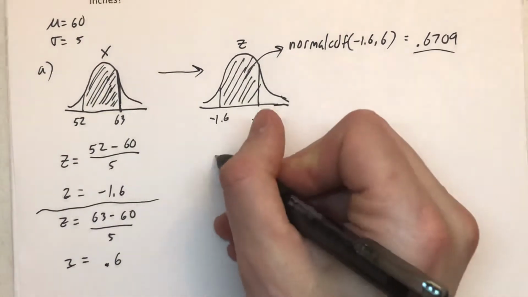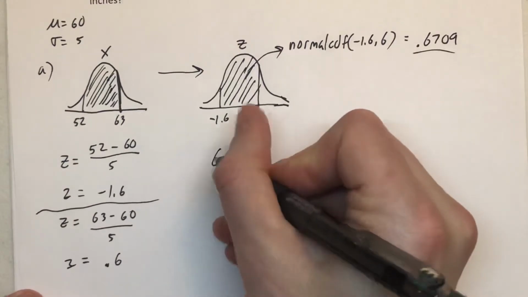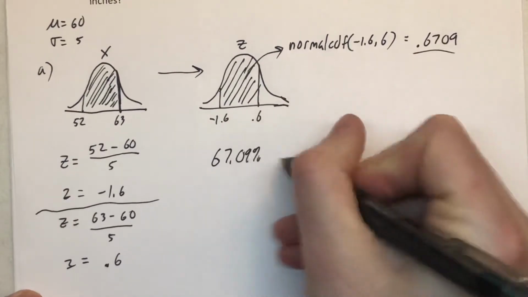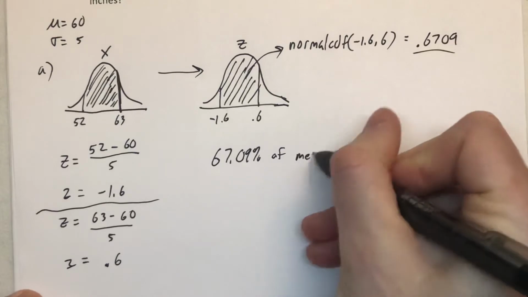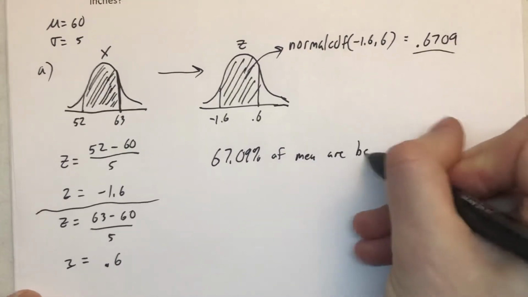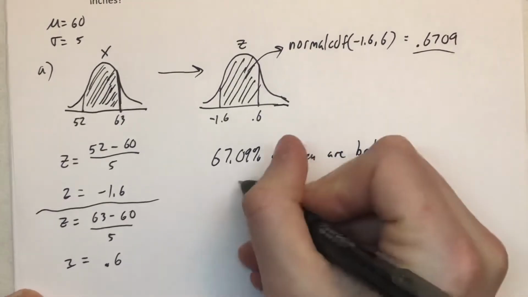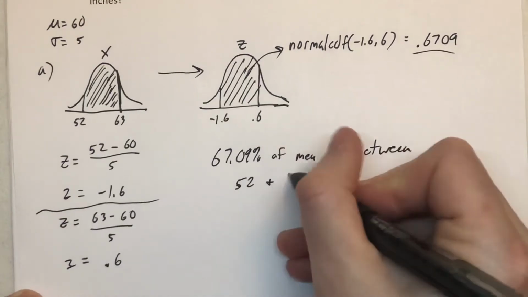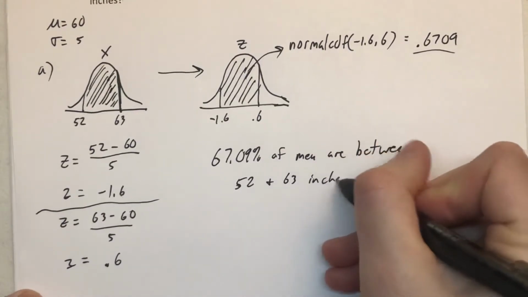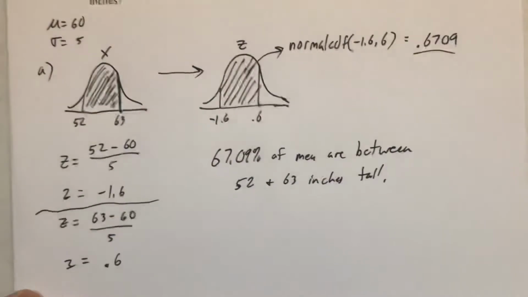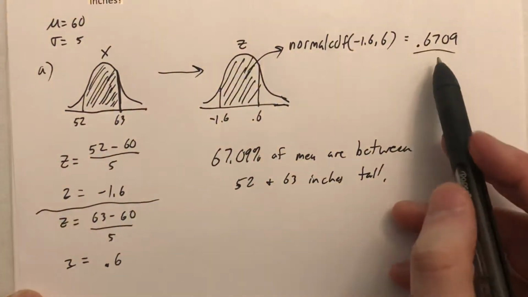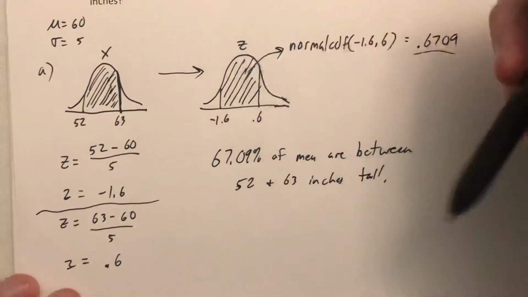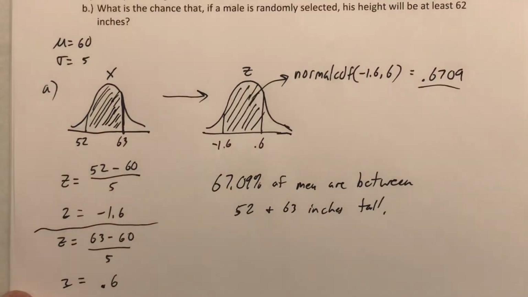And so we could say, as a summary, as a sentence here, 67.09% of men are between 52 and 63 inches tall. That would be the interpretation of that number as a percentage, right? That's the key.